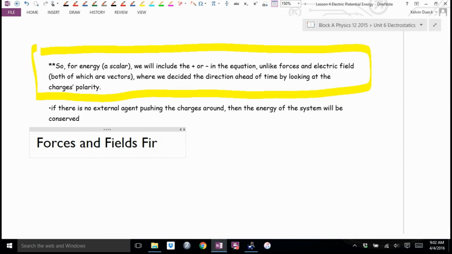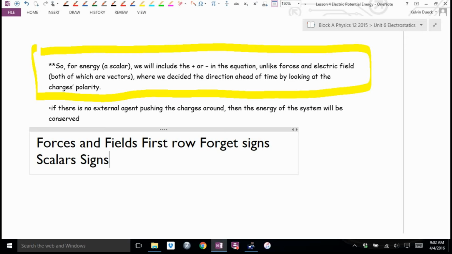Oh, first row, forget signs. There's my Fs. Scalars, signs. If you come up with something better, I'll use it. That's what I came up with my students and I a few years ago. But if you come up with a better way to remember it than that, please tell me and I'll use that.